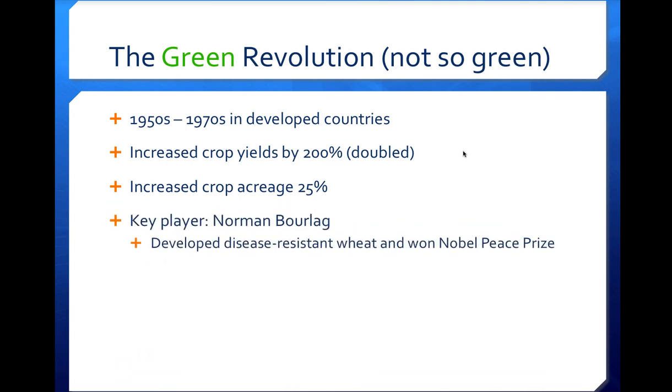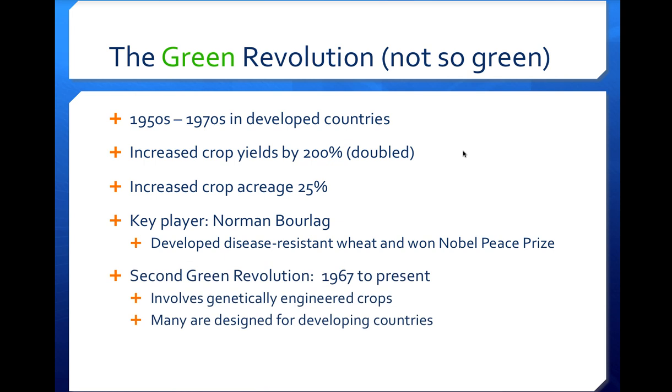Now, a key player in all of this is a gentleman named Norman Borlaug. He was a scientist who bred different strains of wheat and crossbred them until he was able to develop a disease-resistant strain of wheat, which allowed him to win the Nobel Peace Prize. He also made several other key advances in agriculture during that time. He and quite a few other scientists, actually.